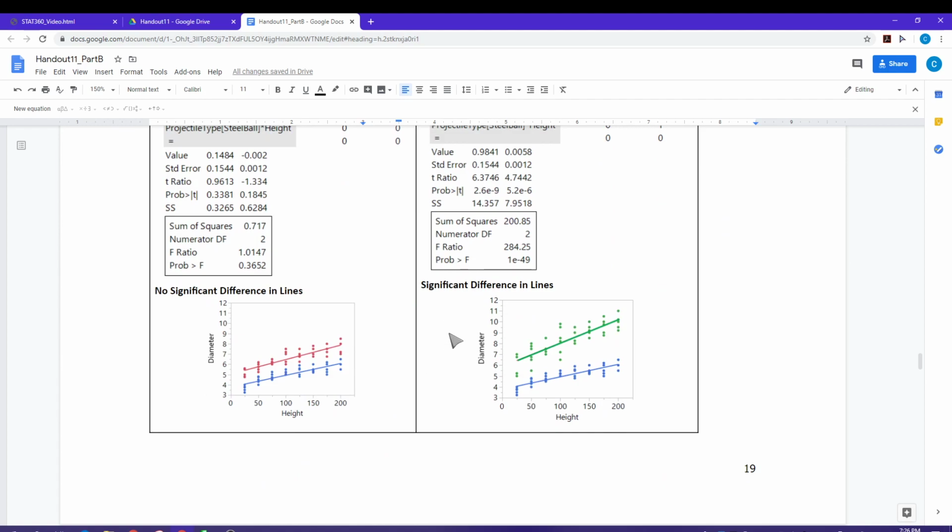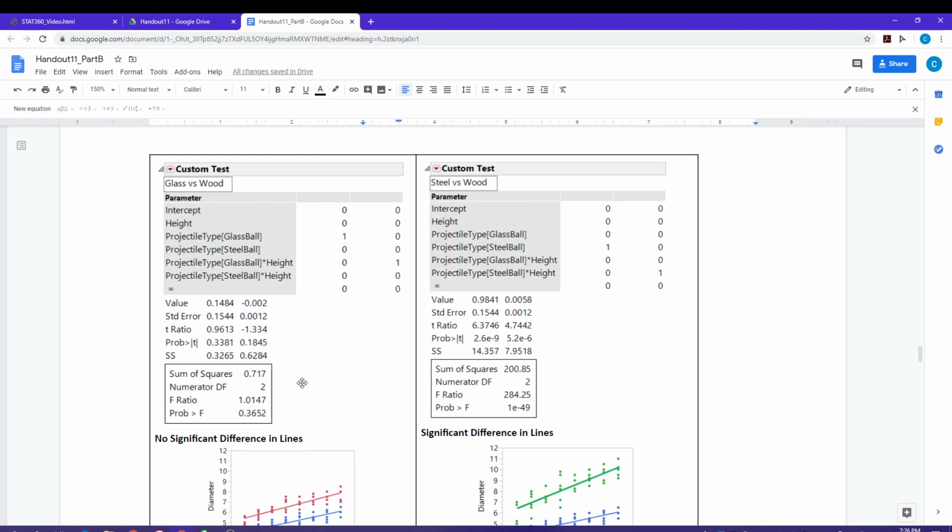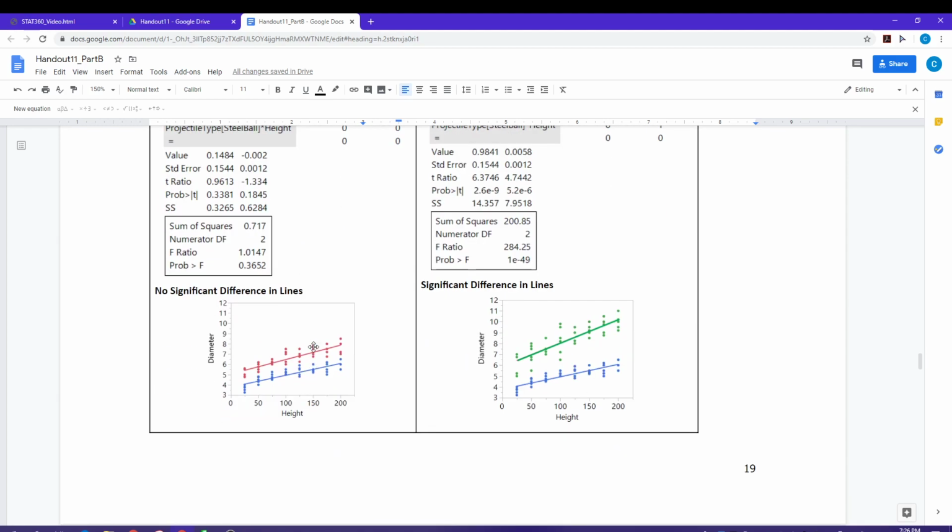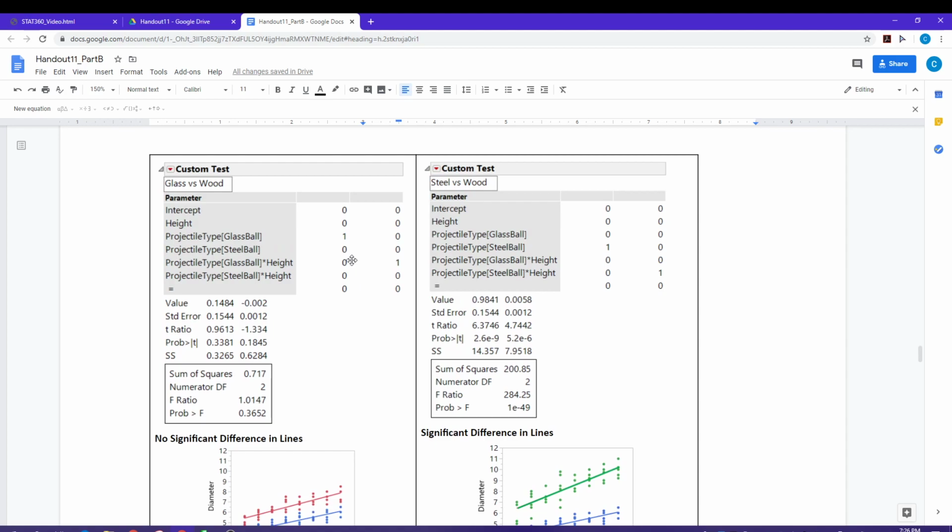So if I look at my scatter plot here, a test between glass and wood would just be determining whether or not these two regression models are different from one another. How I would set that up is, again, going underneath estimates, custom test. I would need to pick up this would be the beta 2 term, which is glass ball. And this one here would be the beta 4 term, which is that glass ball times height. I want to pick up those terms using a 1 here and then setting those equal to 0 and 0.